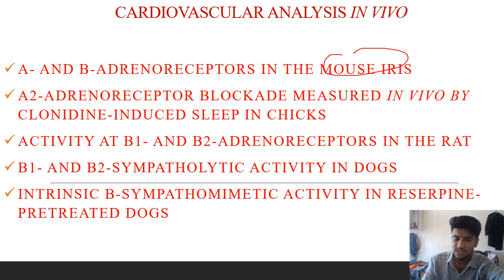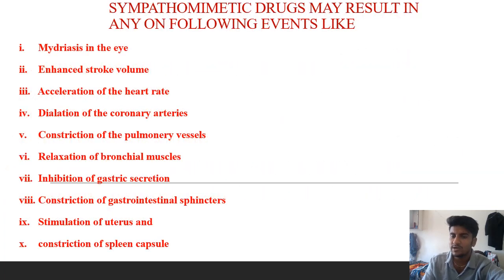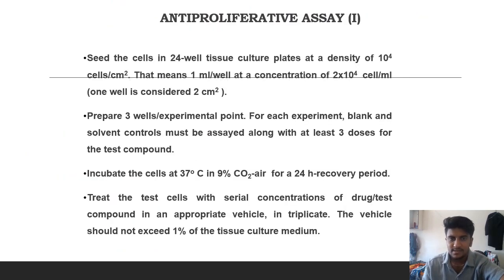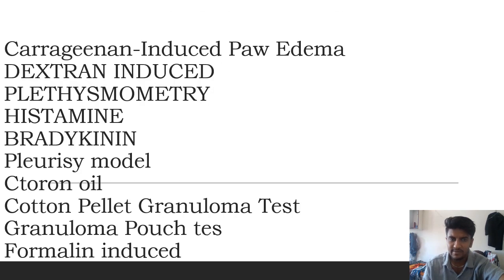So you can check all the intrinsic activities of a particular body, like clonidine-induced withdrawal symptoms and all. You have mentioned all the things that you can check: heart rate, cardiovascular, stroke volume, pulmonary vessels, asthma condition, bronchial muscle spasm, gastrointestinal, sphincters, spleen. In inflammation we also have one particular assay, the inflammatory and anti-inflammatory assay.